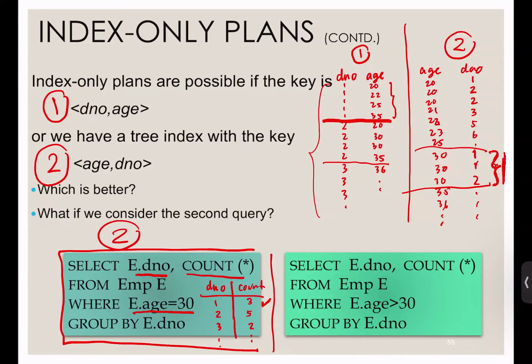Now for the next one, the only difference would be this part, greater than 30. Well, this looks very similar. Now DNO 1, 2, 3, and count people whose age is more than 30, not exactly 30. So which one would be better in this case?